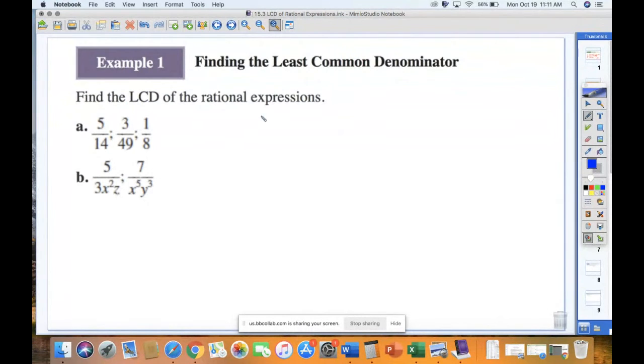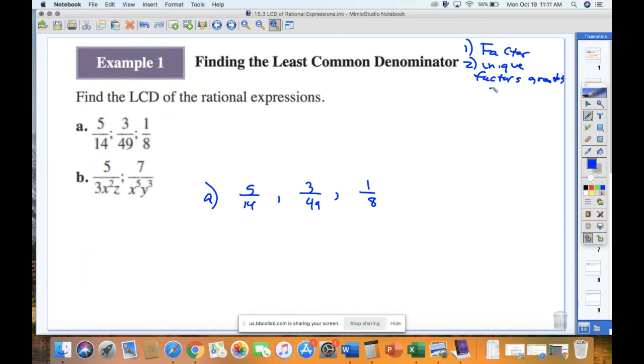It says, find the least common denominator of the rational expressions. A just starts out with simple numerical fractions. It has 5 over 14, comma, 3 over 49, comma, 1 over 8. We can still do our two-step process. Remember, step one is factor, and step two is inspect and find the unique factors with the greatest exponents. That's generically what we're going to do, like shorthand.